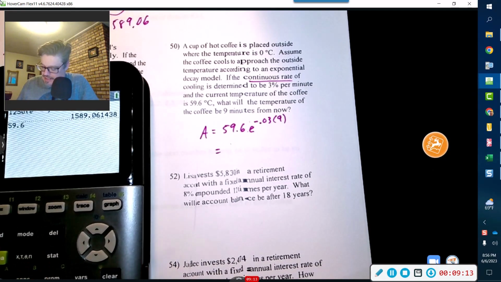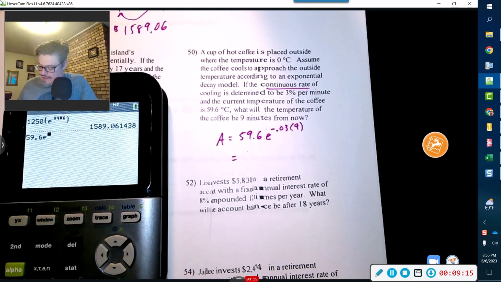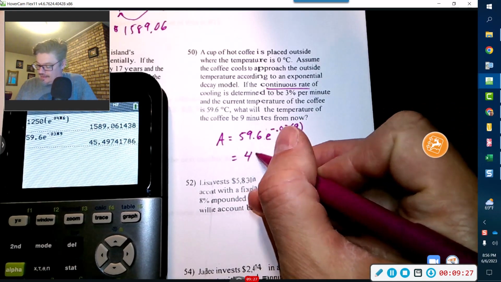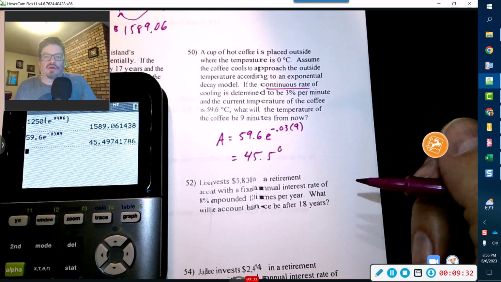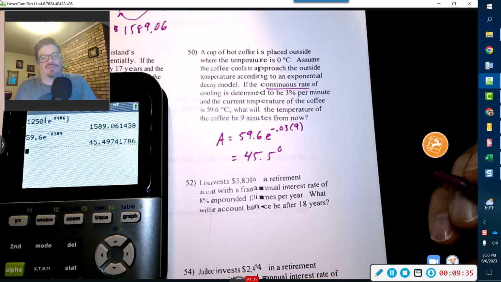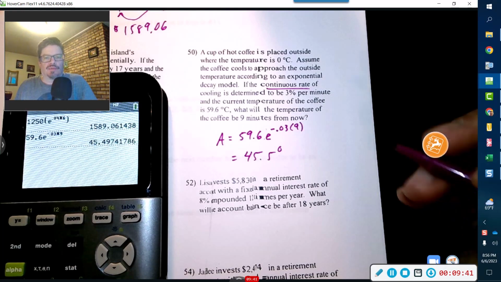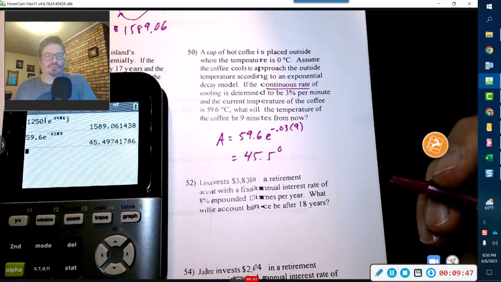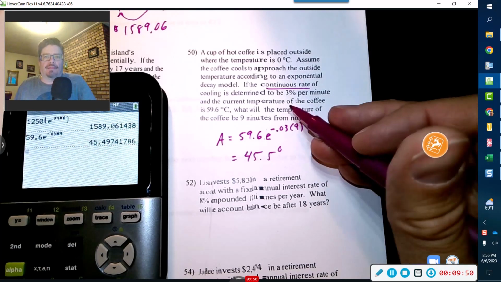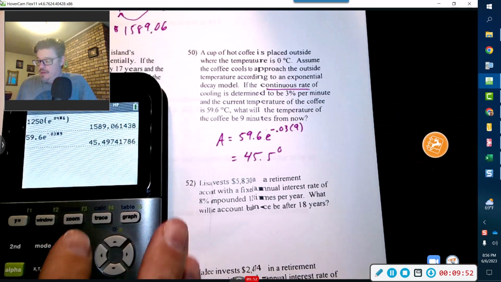Okay, so let's see what we've got here. 59.6 e to the negative 0.03 times 9. Now, obviously, it's very important that you knew that the temperature was decreasing, so that's why the rate is negative. Okay, and then let's see, does that make sense? Is it reasonable to say that after 9 minutes, the temperature of the coffee is 45.5 degrees? Yeah, I think so, right? Because it almost dropped 15 degrees in 9 minutes. Yeah, that's reasonable. I think coffee would probably get colder than that, but it depends on what kind of thermos it's in, right?